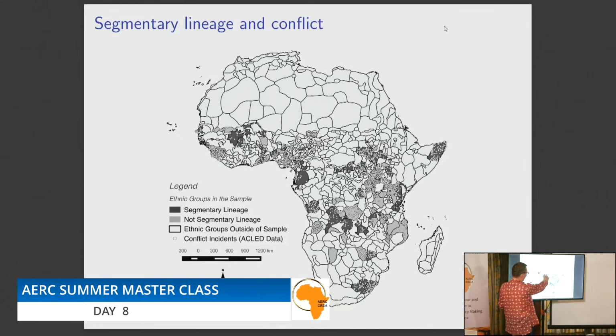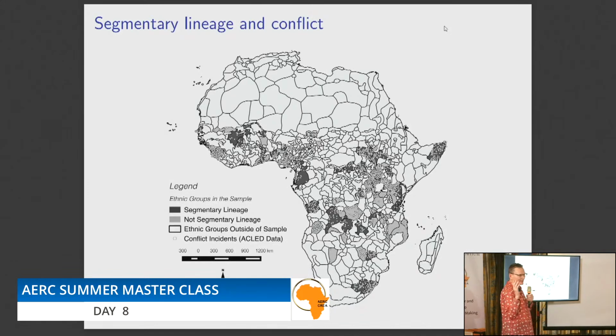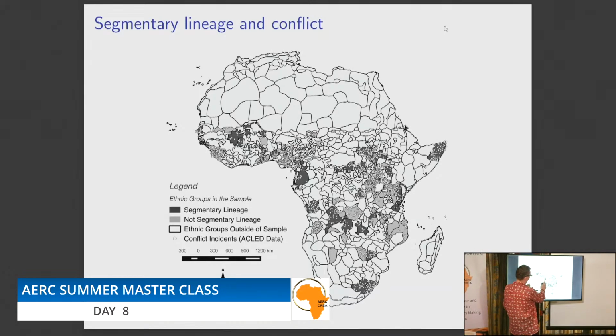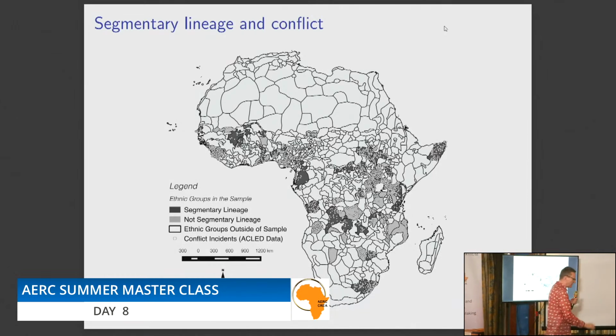So again here you can see I'm using this Murdock map. Remember the Murdock map that Nunn and Wantchekon used? So this is the Murdock map. We use the Murdock map to superimpose the territories of these different groups on top of each other.